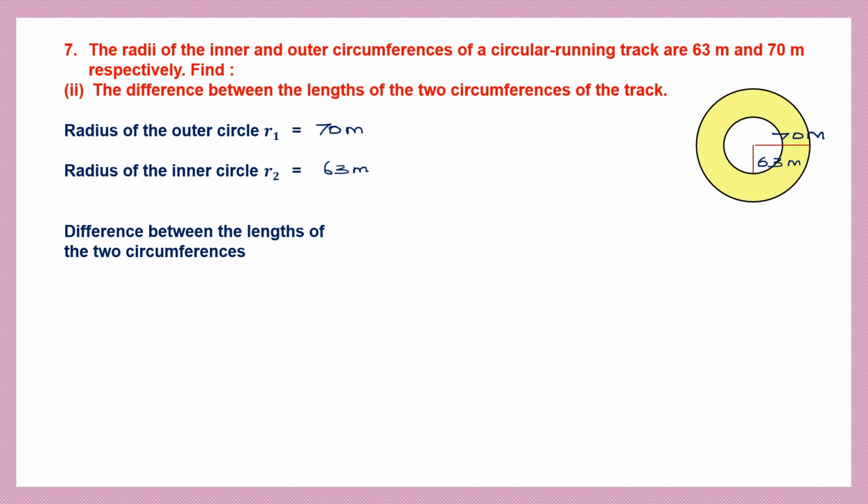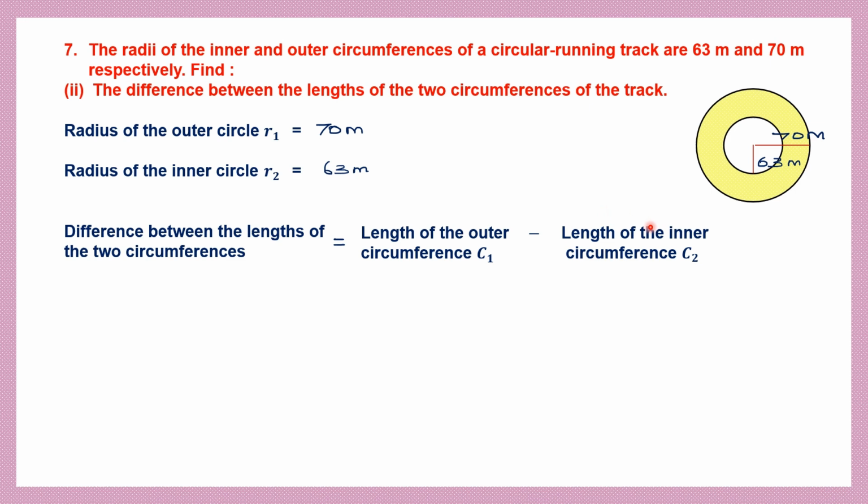That means this will be equal to the length of the outer circumference C1, that is this circumference, outer one, that is C1, minus the length of the inner circumference, which is C2. So we apply the formula. So circumference formula is 2 pi r. So this is the outer circumference, so 2 pi r1 minus 2 pi r2. So let's substitute. So 2 into pi is 22 by 7 into r1. r1 is 70 meters minus 2 into 22 by 7 r2, which is 63 meters.